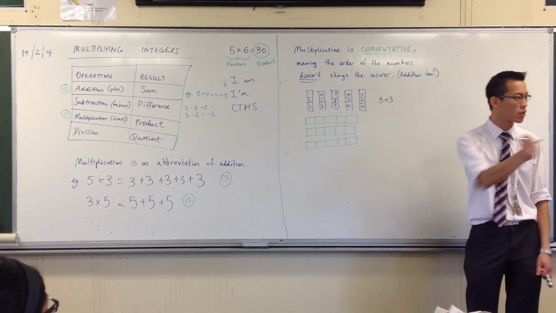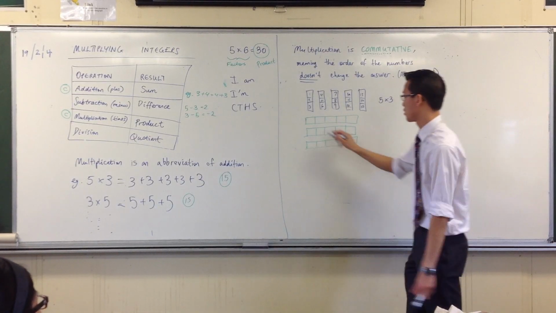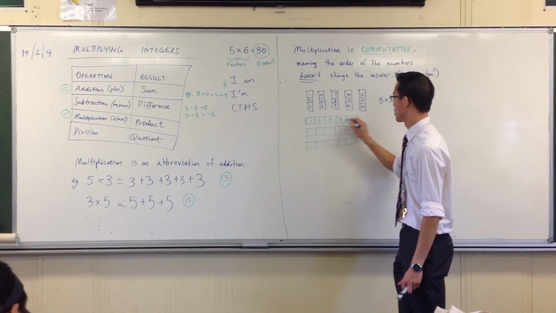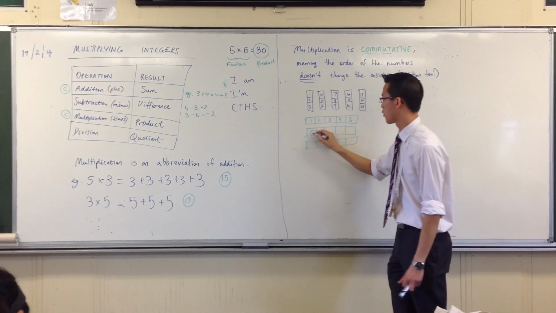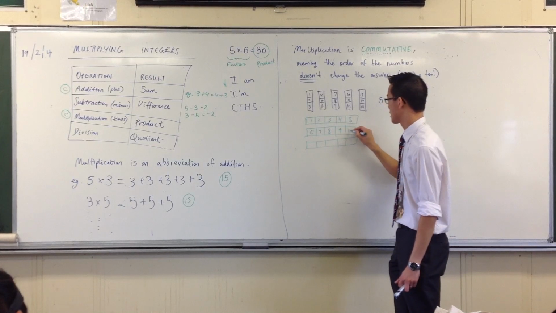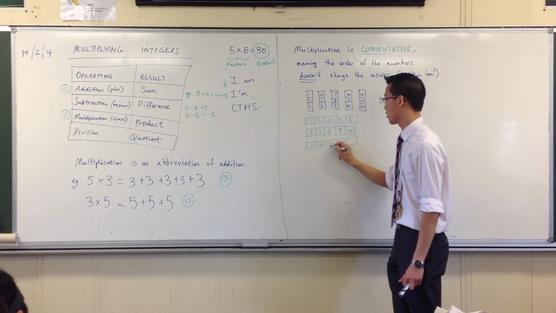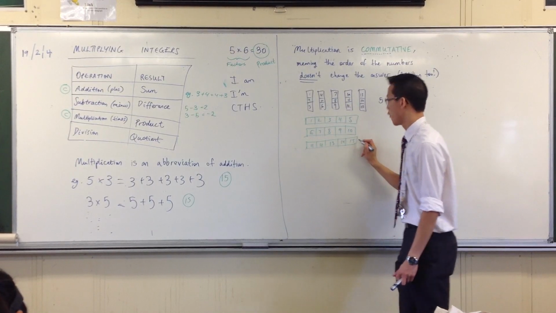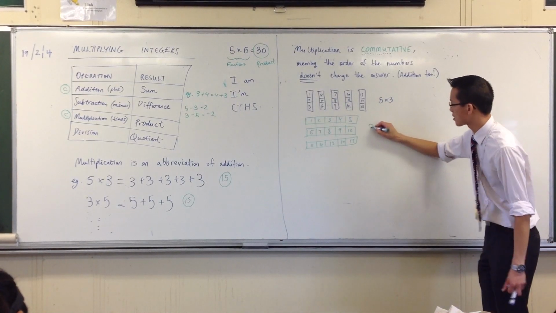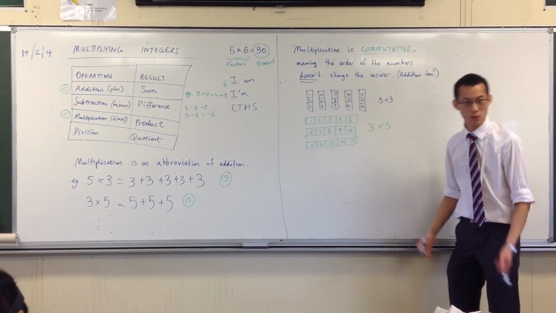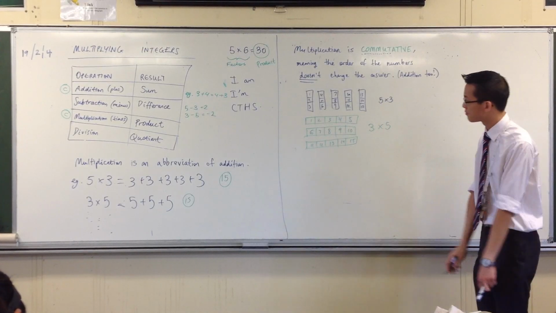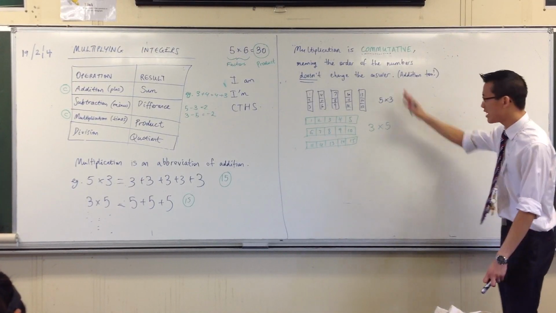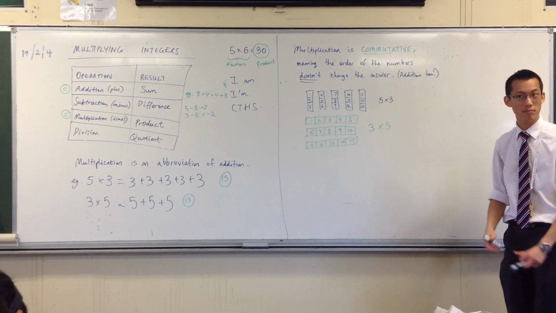So maybe you want to draw that in different colors as well so you can distinguish them. There's my same 2 equations, if you like. 1, 2, 3, 4, 5, 6, 7, 8, 9, 10, 11, 12, 13, 14, 15. And that's 3 lots of 5, 3 times 5, 3 multiplied by 5. And if you like, really these are 2 ways of looking at the same thing, aren't they?